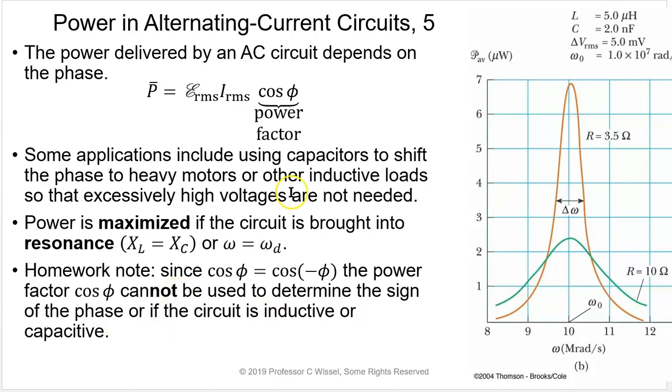Now, a homework note, be careful with power factors. The cosine of phi is the cosine of minus phi. So the power factor cosine phi cannot be used to determine the sign of the phase or if the circuit is inductive or capacitive. By the way, here's a resonance curve. We're going to talk more about this later. We have a much more detailed one on the next couple slides.